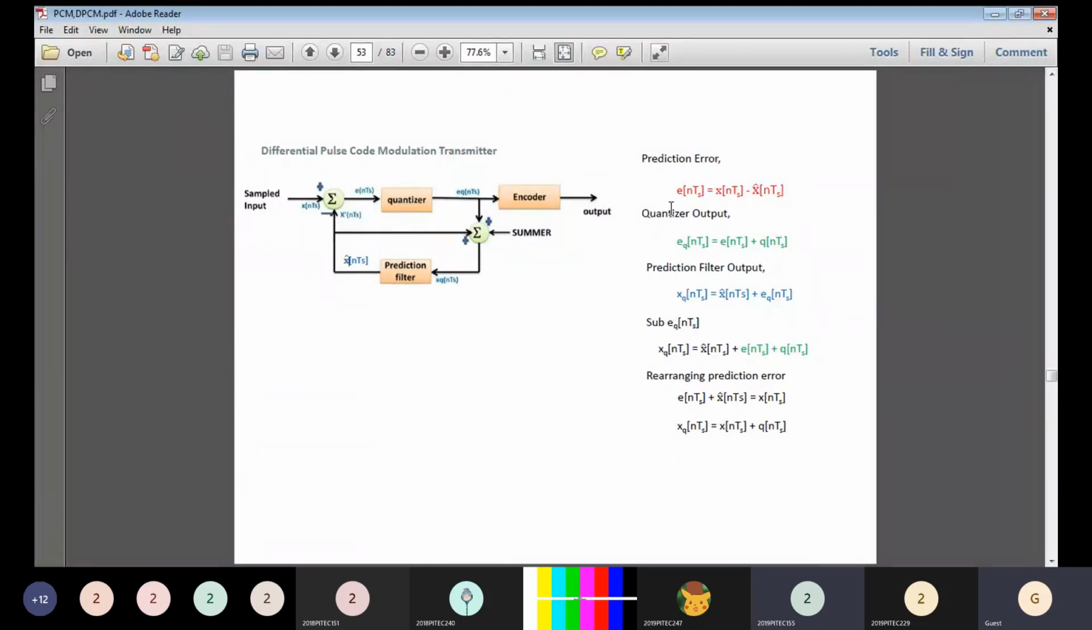So the prediction error we can calculate as e of nTs equal to x of nTs minus x cap of nTs. Quantizer output eq of nTs equal to e of nTs plus q of nTs. Prediction filter output is xq of nTs equal to x cap of nTs plus eq of nTs. Substituting eq of nTs here, we get xq of nTs equal to x cap of nTs plus e of nTs plus q of nTs. Rearranging the prediction error, e of nTs plus x cap of nTs equal to x of nTs. So xq of nTs equal to x of nTs plus q of nTs.